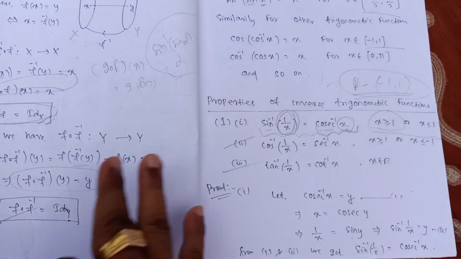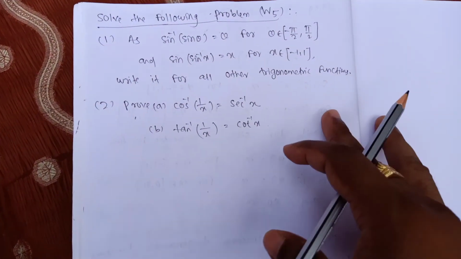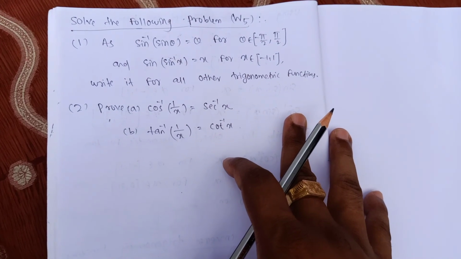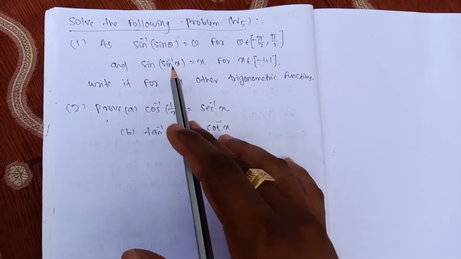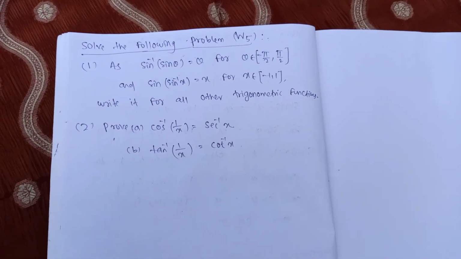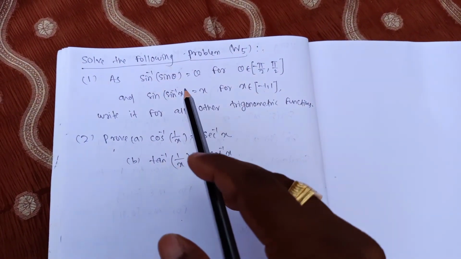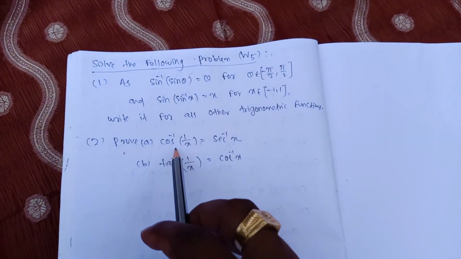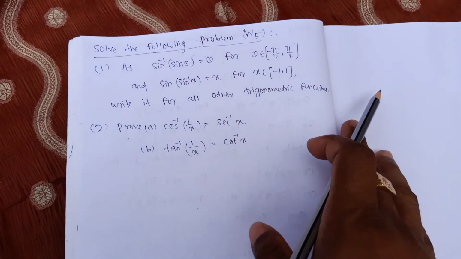Now you try these problems. The first one is to solve the following: sine inverse of sine theta is equal to theta, and the other is sine of sine inverse x is equal to x. And as you know these two things, similarly I don't need to do it for all the other functions, you prove all of these: cos inverse of 1 by x is equal to sec inverse x, and tan inverse of 1 by x is equal to cot inverse x.